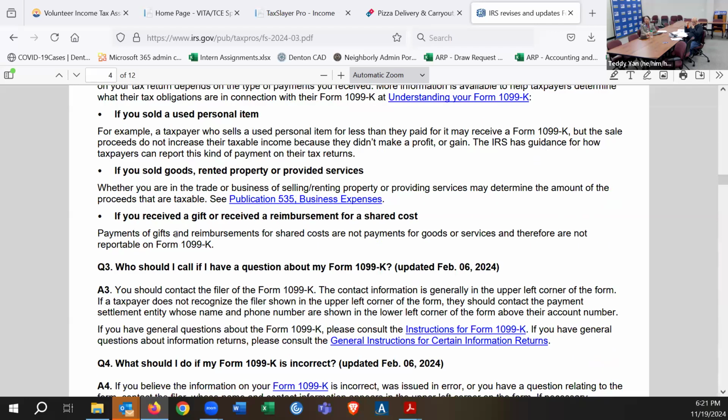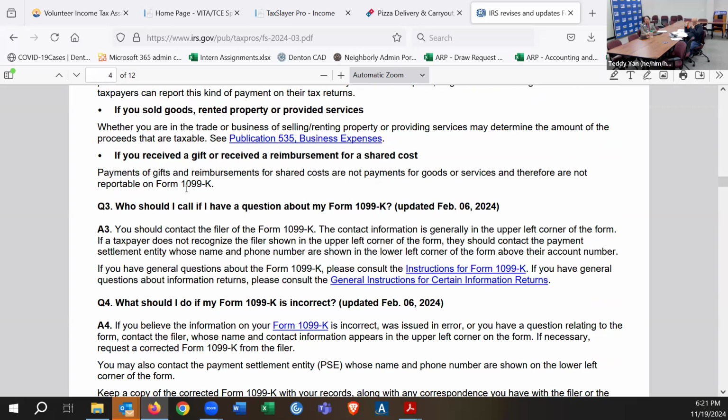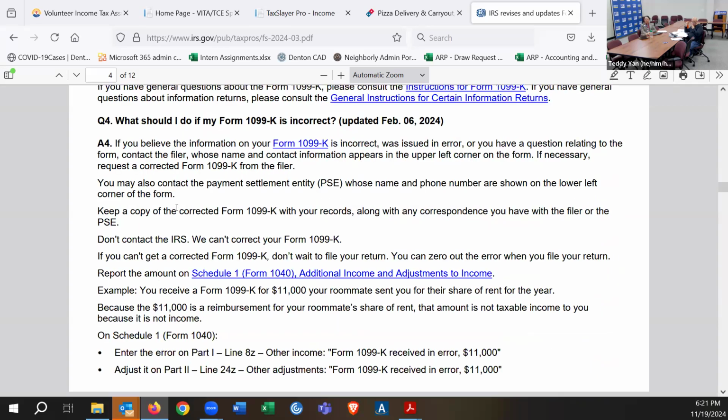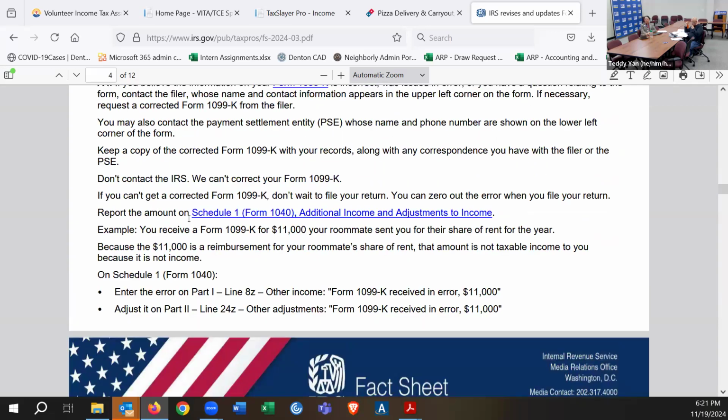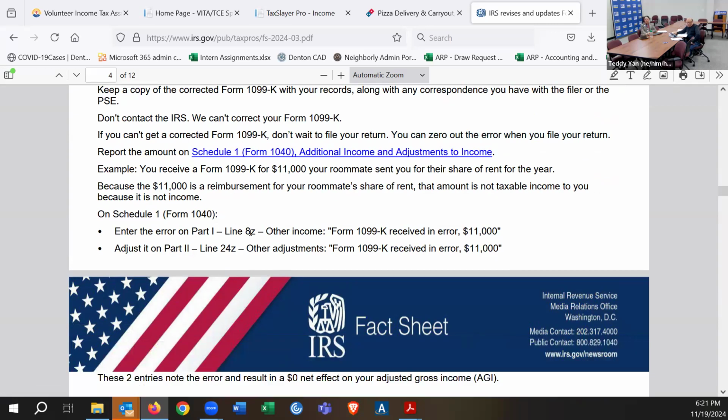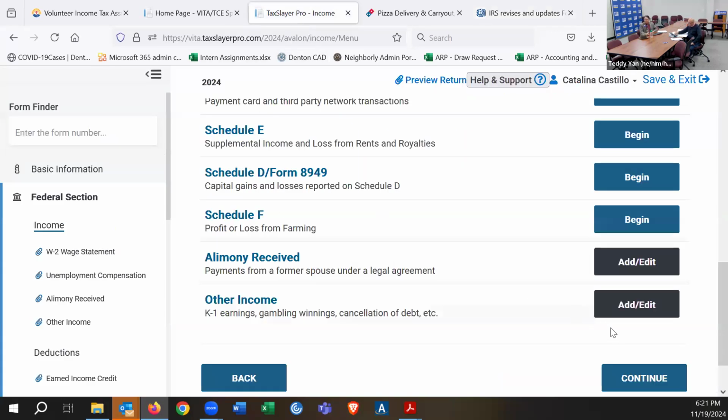Not reportable on, yeah. If it's incorrect, yeah, if you can't get it corrected, don't wait to file your return. You can zero out the error when you file your return. That is exactly what we are doing. On Schedule 1, enter other income, and then on other adjustments, enter that as well. Yep, so procedure remains the same as last year.